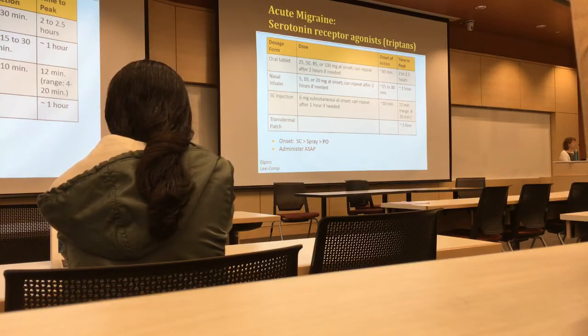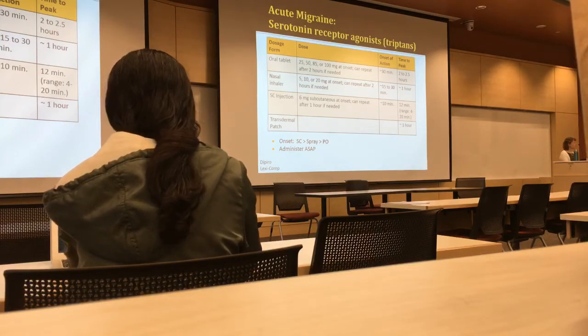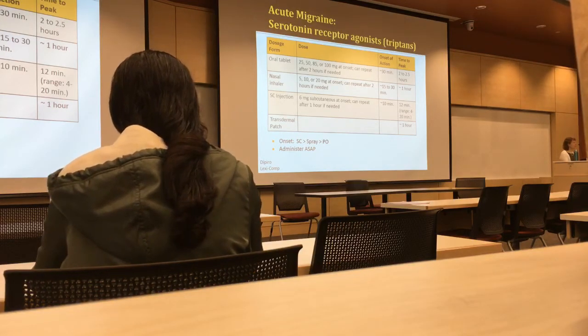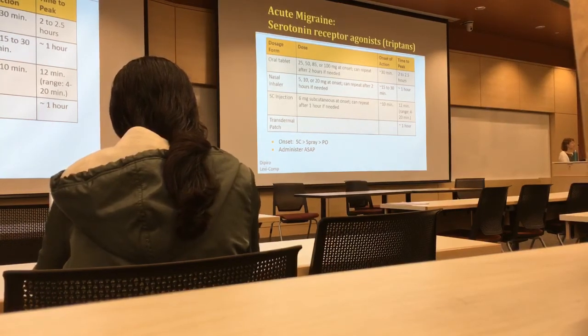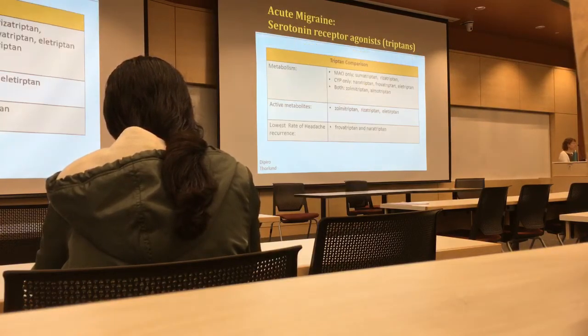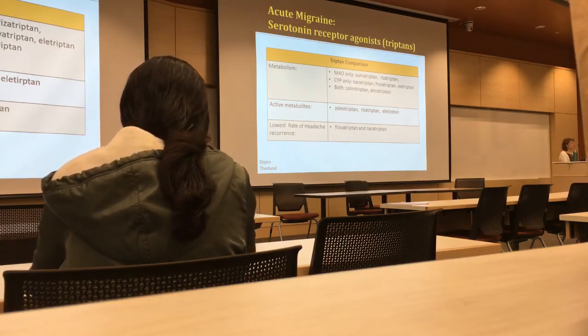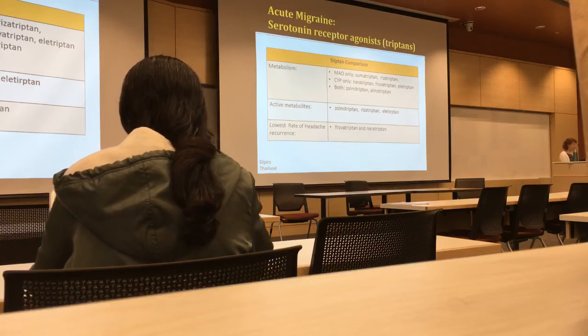I won't be asking that much in detail, other than which ones come sub-Q, because you want to be able to give that to someone that has a lot of nausea. So they're metabolized by MAO, and they're also metabolized by cytochrome P450, and then there's some that are metabolized by both. So you want to memorize that because I've seen that on the board questions.